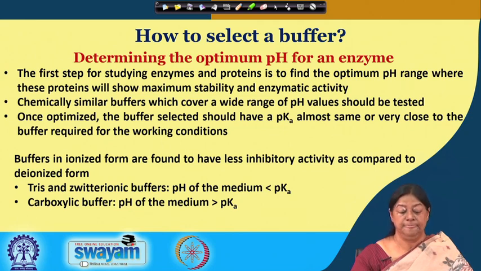The buffers in ionized form are found to have less inhibitory activity as compared to the deionized forms. There are different buffers mentioned here which we will talk about, what we mean by Tris and zwitterionic buffers and carboxylic buffers.